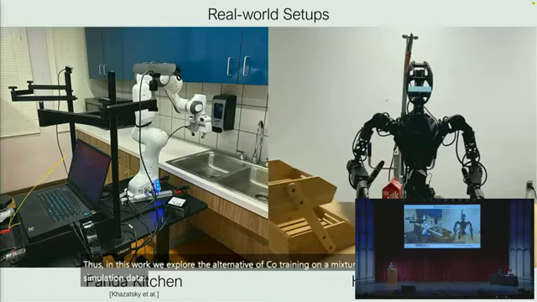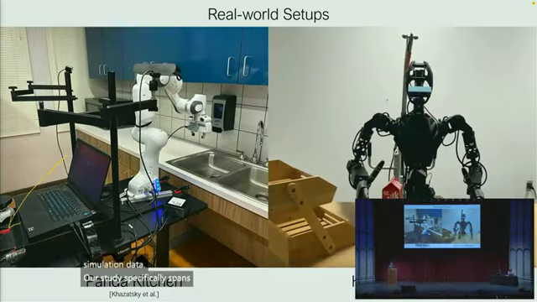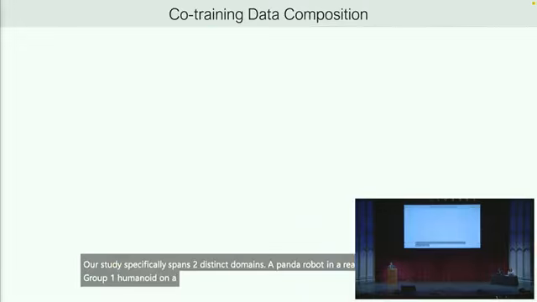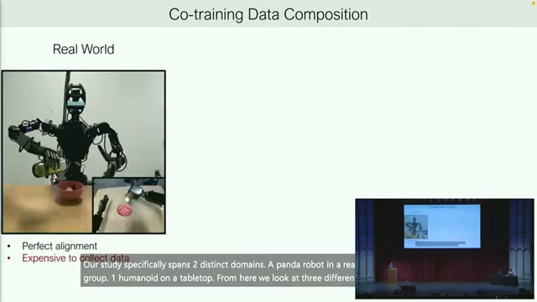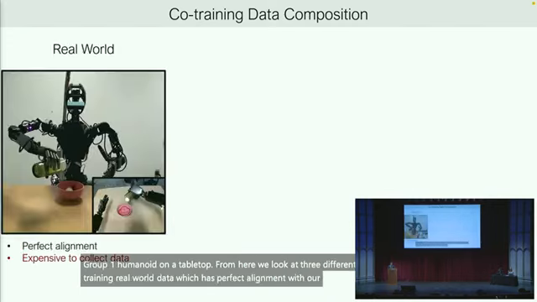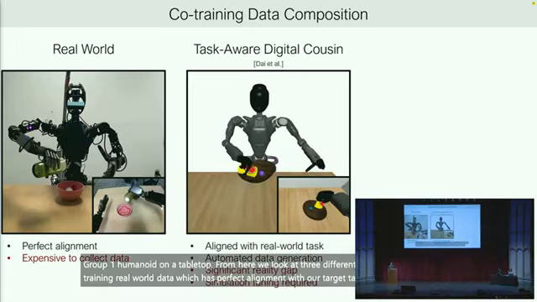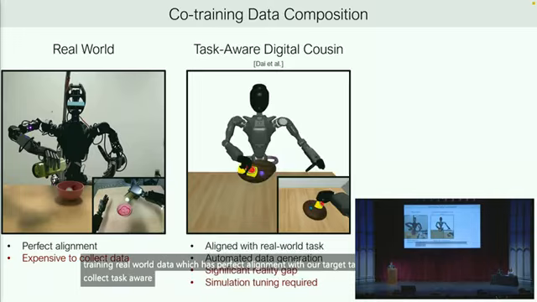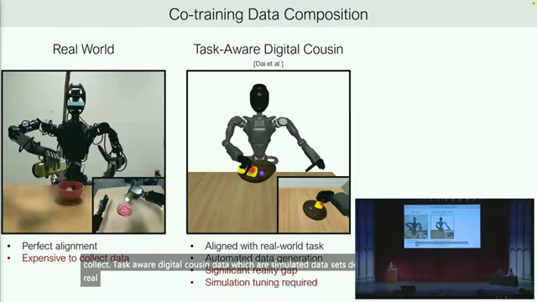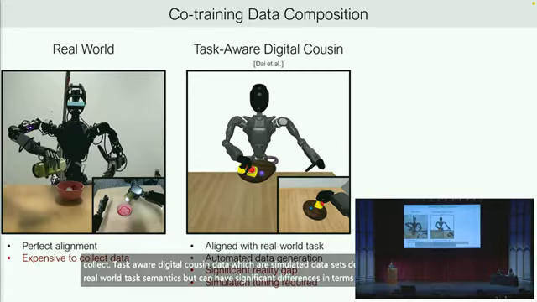Our study specifically spans two distinct domains: a Panda robot in a real-world kitchen and a GR1 humanoid on a tabletop. From here, we look at three different types of datasets for co-training: real-world data, which has perfect alignment with our target task, but is expensive to collect; task-aware digital cousin data, which are simulated datasets designed to closely mirror real-world task semantics, but can have significant differences in terms of dynamics, individual object instances, and scene composition.